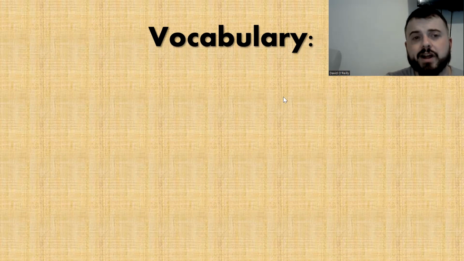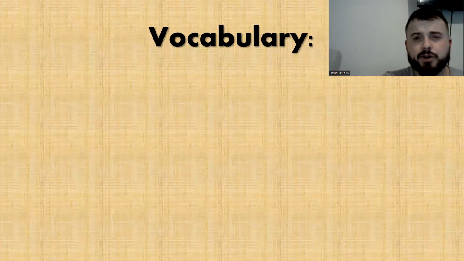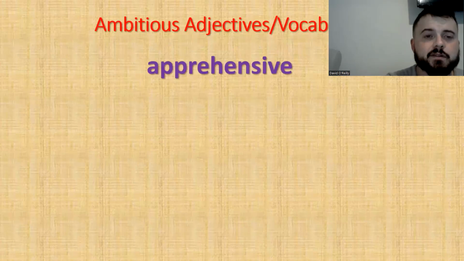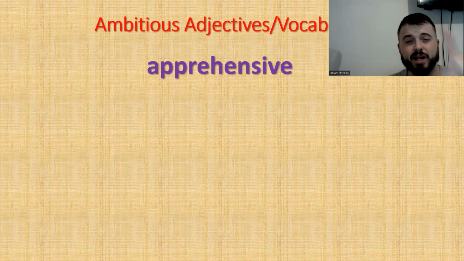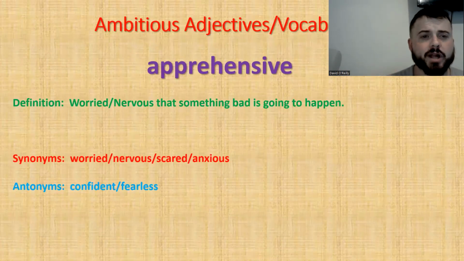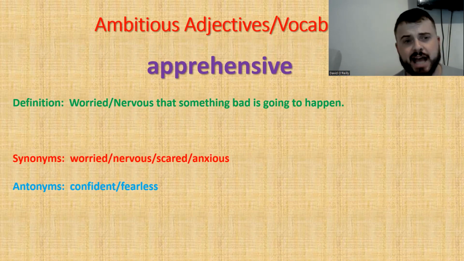Now, we've looked at them already together, but you may have forgotten what they mean. Okay, so let me remind you. The first word is apprehensive. In about 5 seconds, I'm going to click the screen and the definition is going to come up. Can you quickly say out loud a synonym for apprehensive if you remember, but if you've forgotten, do not worry. 3, 2, 1. Okay, apprehensive means worried, nervous, that something bad is going to happen.